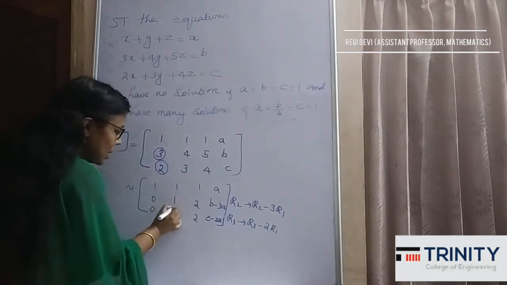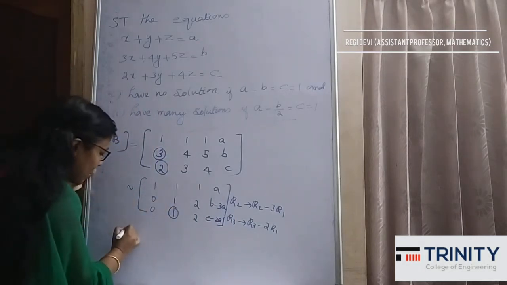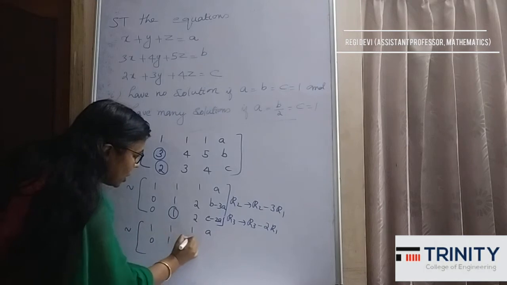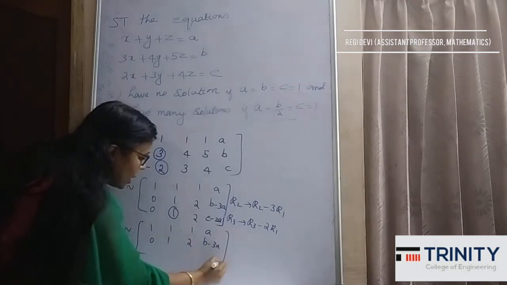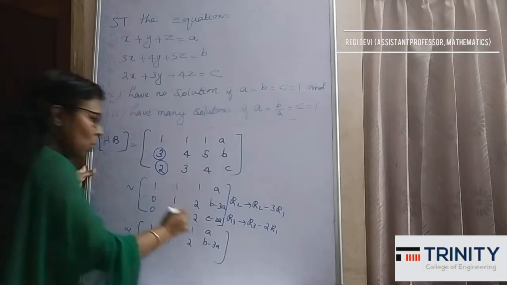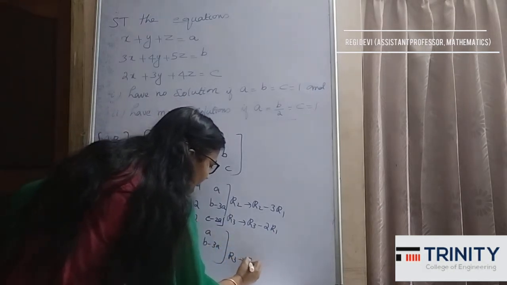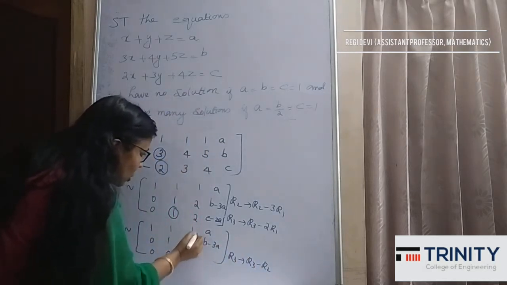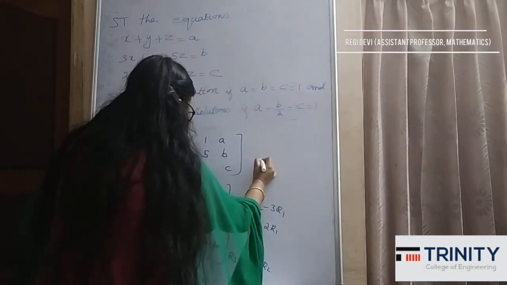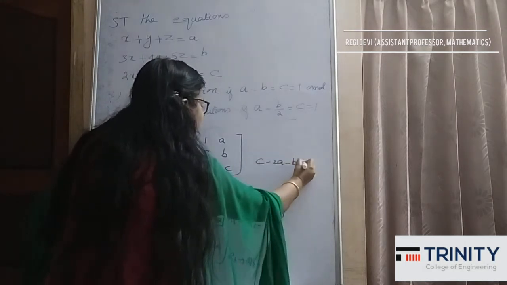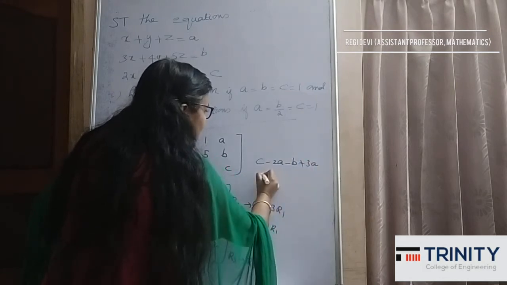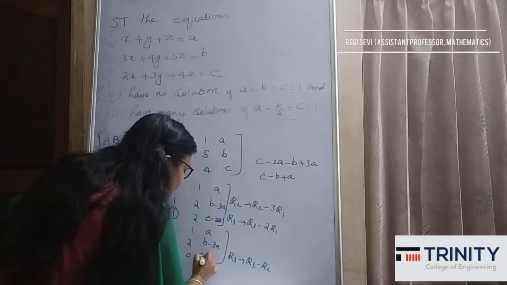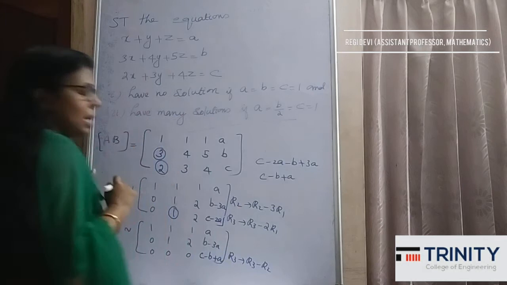Now we have to make this 1 as 0. Here the first two rows become fixed: 0, 1, 2, B minus 3A. Now this 1 will be made into 0 by the operation R3 becomes R3 minus R2. That is 0, 0, 0, and C minus 2A minus B plus 3A, that is C minus B plus A.